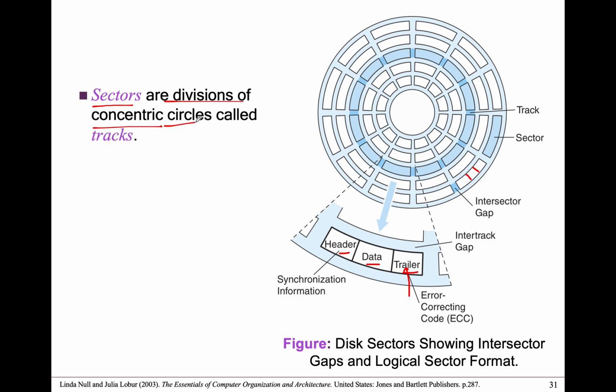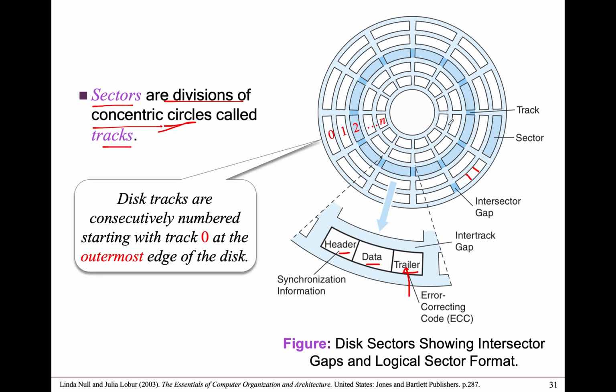Sectors are arranged on concentric circles called tracks. So this is already mentioned. These tracks are consecutively numbered, starting with track 0 at the outermost edge of the disk. This is the important keyword. So from the outside, daripada luar, the number is going to increase as you go deeper into your disk.